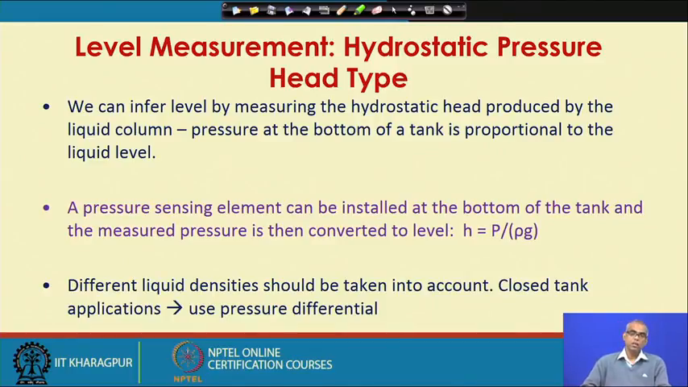Also, when you are talking about pressure level measurement in a closed tank, then we need to measure differential pressure. In an open tank, the liquid surface is free, open to atmosphere, but when it is a closed tank, I have to measure the pressure difference. The pressure difference between the liquid at the bottom of the tank and at the top liquid surface.